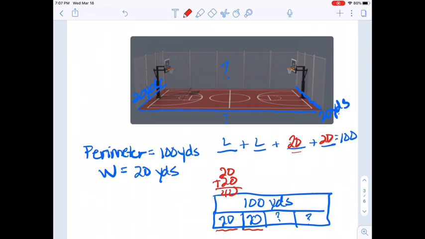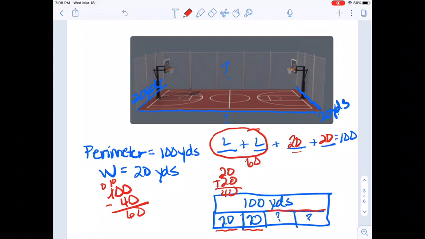Well, how could I get these two figured out? We know in a strip diagram, if I have the total and a part, I subtract the part and I'm left with the missing part. So I could say 100 minus 40. When I subtract, I get 60. So I know these two parts together have to equal 60.